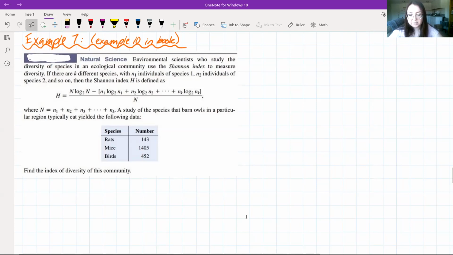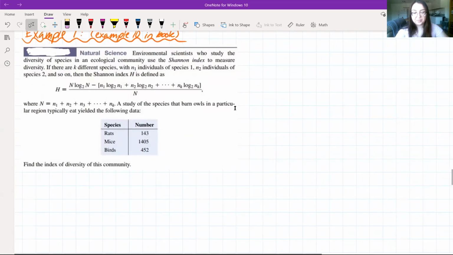A study of the species of barn owls in a particular region typically yielded the following data. Our species are rats, mice, and birds. The number of rats is 143, the number of mice is 1,405, and the number of birds is 452. We want to find the index of diversity in this community. That was a mouthful. All right, if we begin here, we see we have 3 different species.